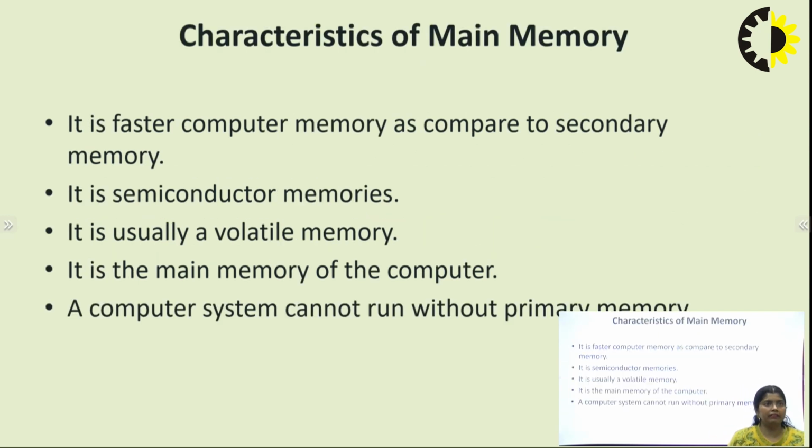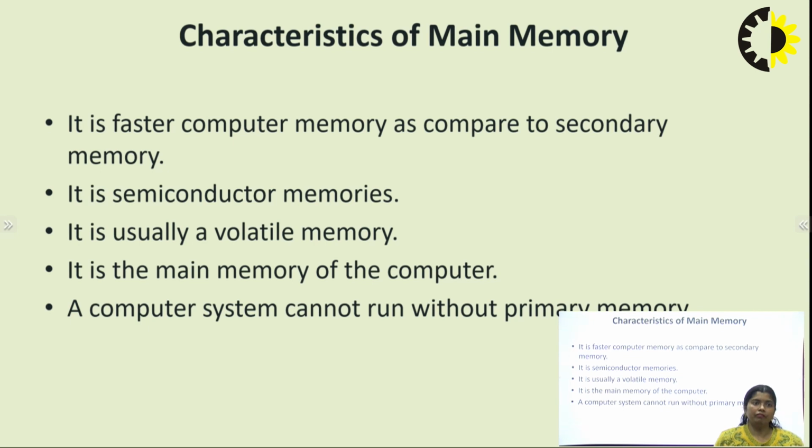These are the characteristics of the main memory. The main memory is the primary memory, and it is called main memory because it is directly connected to the processor or CPU. That's why it is called main memory. Main memory is a combination of RAM and ROM, that is random access memory and read-only memory.